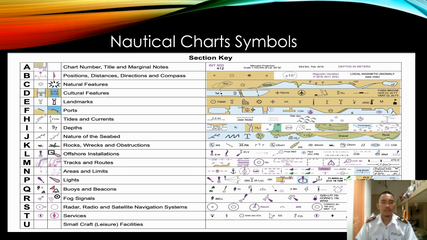Nautical symbols. And these are the nautical symbols, sir. And from Alpha, and to use small craft leisure facilities. Alpha is chart number, title, and marginal notes, and Bravo is position, distance, direction, and compass. Charlie is natural features, and Delta is cultural features, and etc.